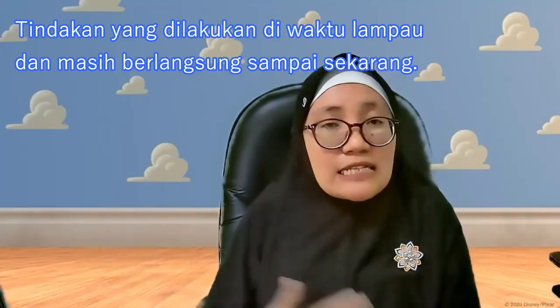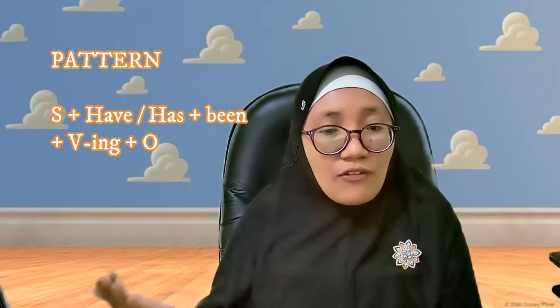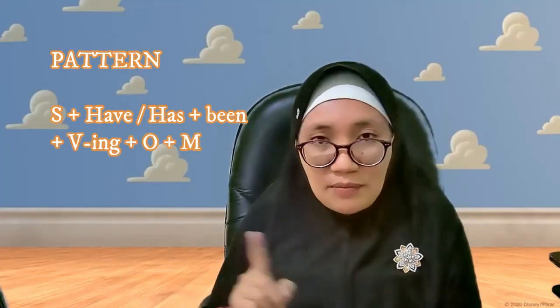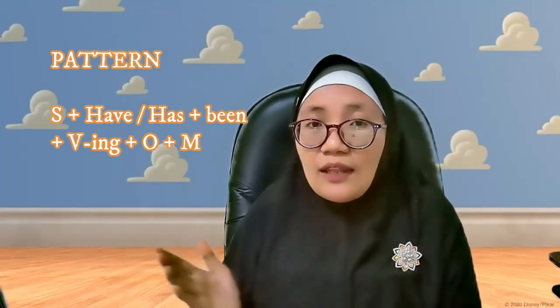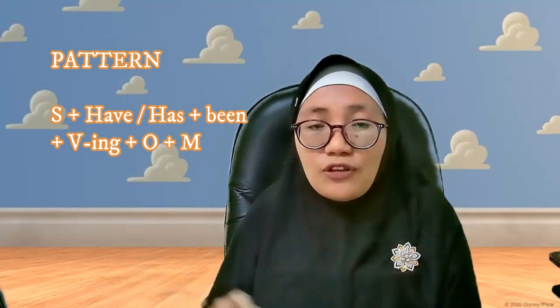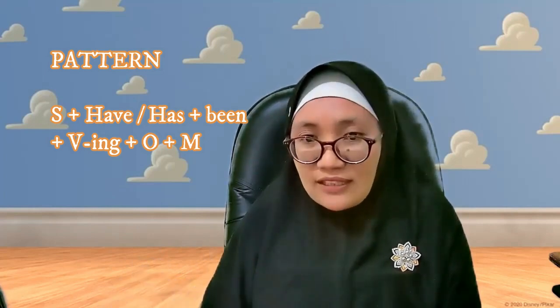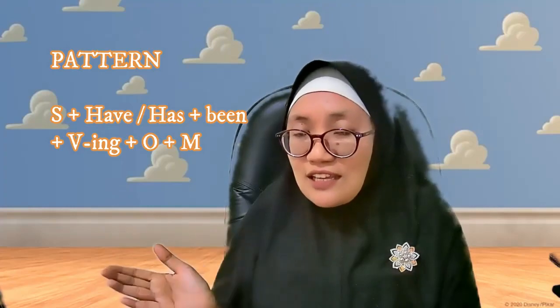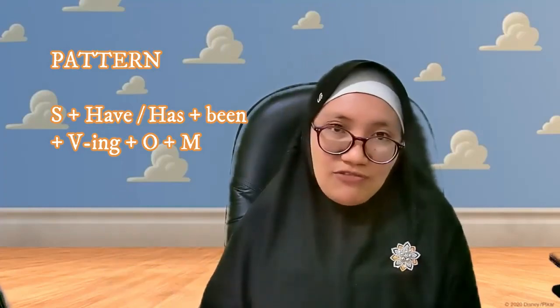Look at the pattern. Silakan dilihat polanya. Subject followed by have or has based on the subject, and then been, and then followed by verb-ing, yeah, and then object plus modifier. Okay, and then related to the modifier of time, almost the same with the present perfect tense.